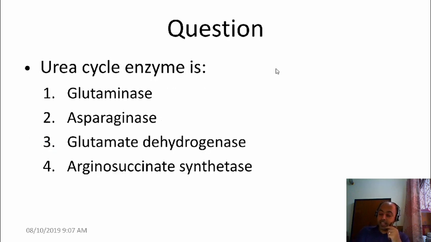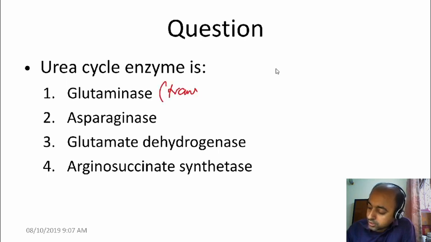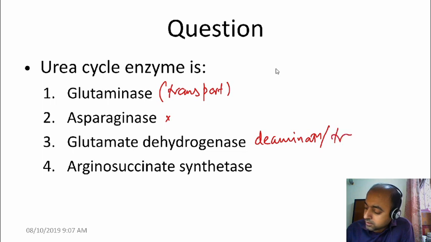Which of the following enzymes is a urea cycle enzyme? Glutamine is primarily used after transport, so it is a part of the transport. Asparaginase is not involved. Glutamate dehydrogenase is for deamination as well as transport.